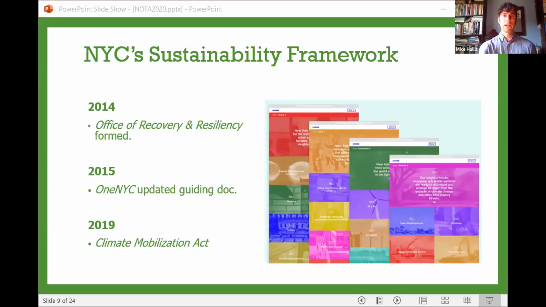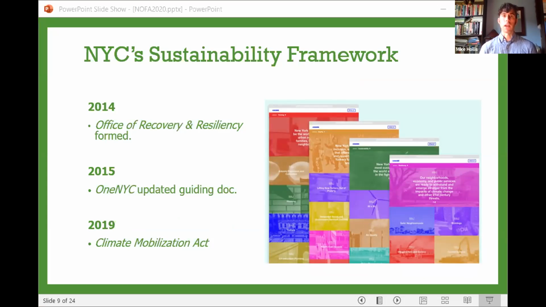And then a final look at the last several years in terms of framework. In 2014, we had a change in our governance. Mayor Mike Bloomberg, who had originally spearheaded a lot of the framework that we had talked about, transitioned to our current mayor, Bill de Blasio, who formed the Mayor's Office of Sustainability.